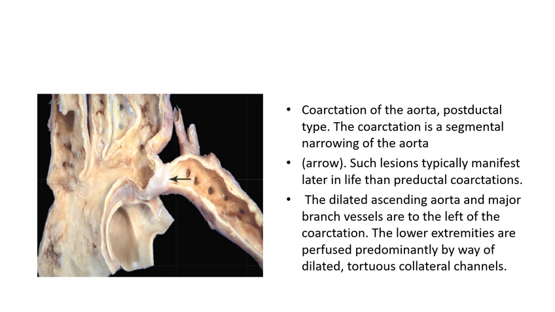The third type of congenital heart disease are obstructive lesions like aortic coarctation, pulmonary stenosis, aortic stenosis, and atresias.